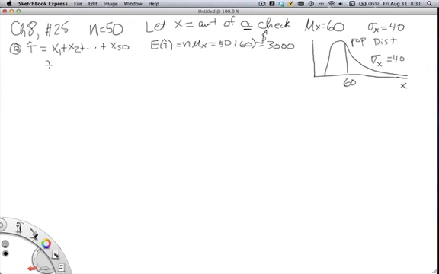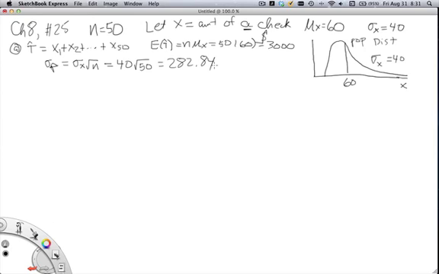We also have a formula for the standard deviation. So the standard deviation of t hat is sigma sub x times the square root of n. So in this case, sigma sub x is 40 times the square root of 50, and this is equal to $282.84. So that's part A.